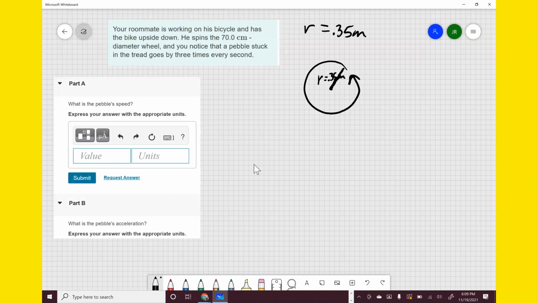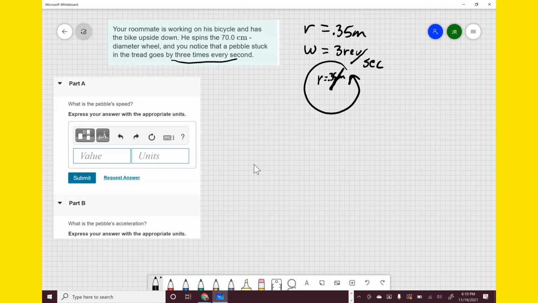It also tells me that the pebble goes by 3 times every second. So that's omega. That's the angular velocity. It's 3 revolutions per second. All right.